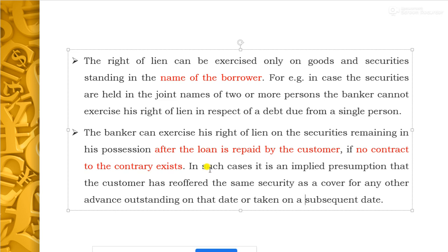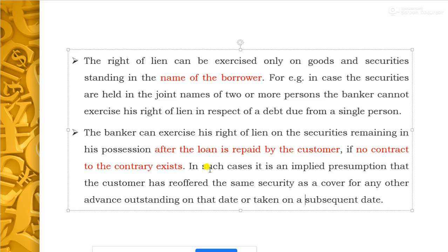That is, even after the repayment of the loan, that is the customer has already repaid the loan. Now even after the repayment of the loan, in case any goods or security is standing in the possession of the banker, then the banker will be given a right to exercise the right of lien on the same property provided there is no contract to the contrary. Now here, what is the basis for such right?